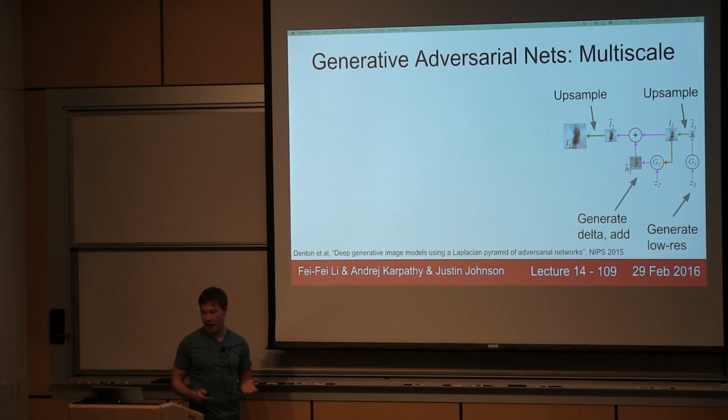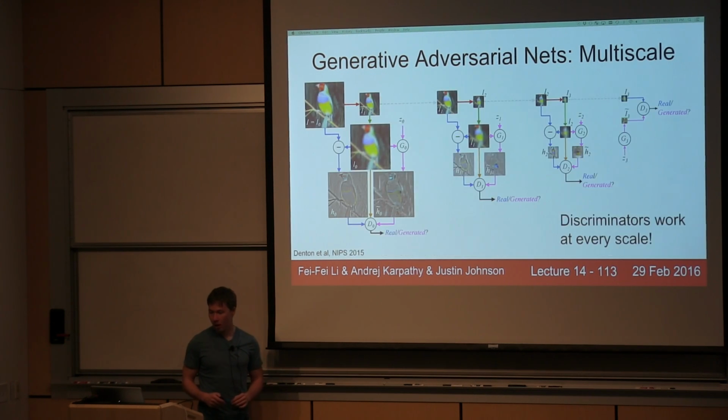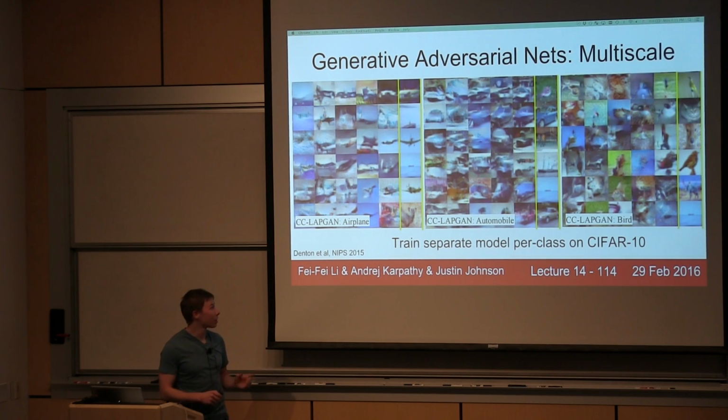Then we'll upsample that again and repeat the process several times until we've finally generated our final result. So this is, again, a very similar idea as the original generative adversarial network. We're just generating at multiple scales simultaneously. And the training here is a little bit more complex. You actually have a discriminator at each scale. When we look at the trained samples from this, they're actually a lot better.